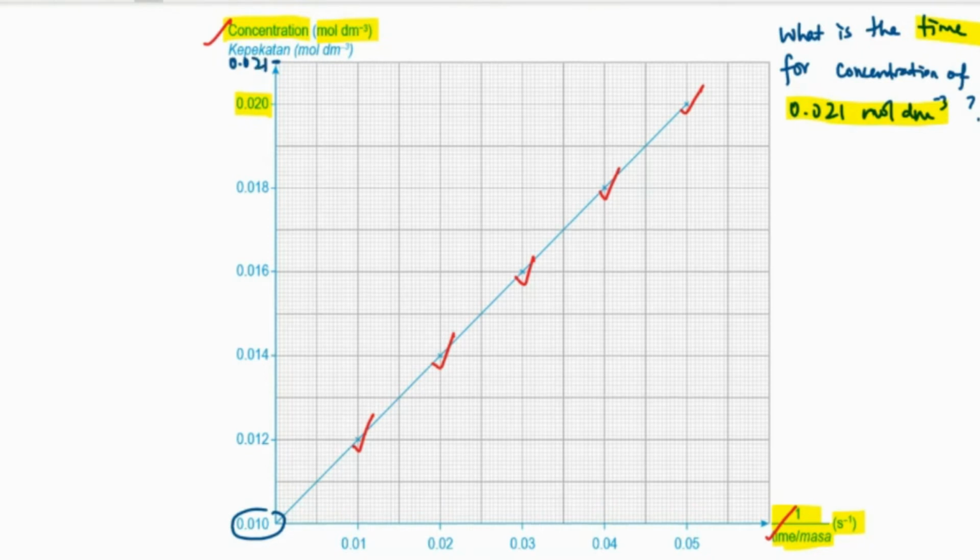So 0.021. In other words, how to find the time? Our time is here. So you can extend it here. Use the ruler, draw a dotted line. And then you see what is the value here. So class, what is the value? What do you think is the value? 0.055. But this 0.055 is what? It is 1 over time, right? This 0.055 is 1 over time.